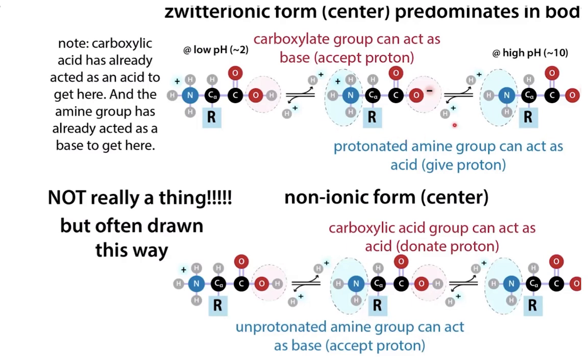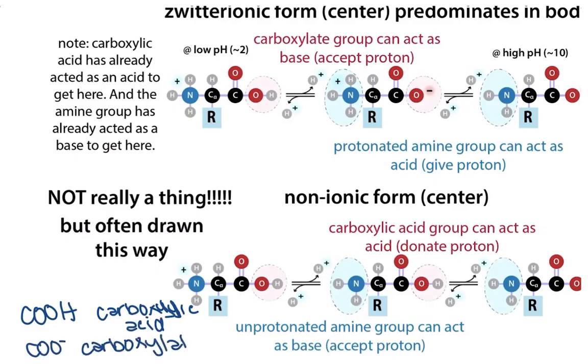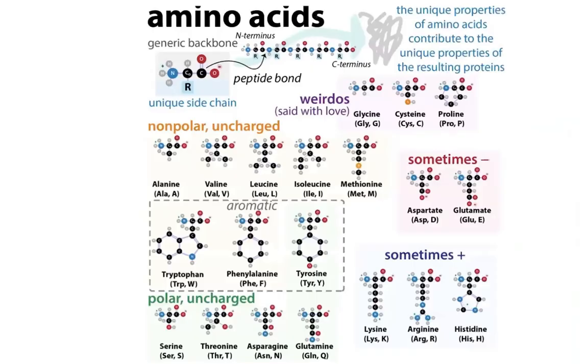Instead, I always want you drawing the zwitterionic form, but recognize that you are often going to see the form where you have NH2 on one end and COOH on the other end. COOH, remember, is our carboxylic acid. Sorry, I can't spell very well. And COO minus is our carboxylate. So most of the time when we're talking about amino acids, we're actually not talking about an acid, we're talking about the carboxylate. But I guess you could think of the amino group as being acidic at that point.